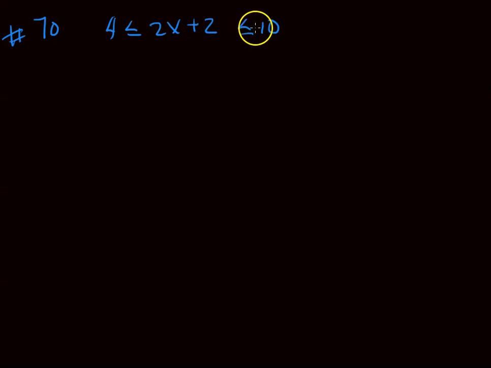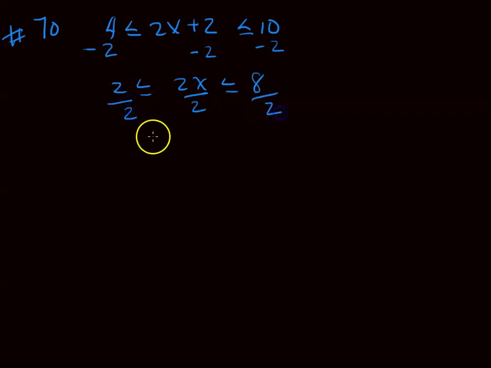So how do you solve these continuous inequalities? Well, really it's two inequalities. This 2x plus 2 is greater than or equal to 4, and 2x plus 2 is less than or equal to 10. But you can just focus on the middle, and if you can get that down to an x, then you've solved it. I'm going to subtract 2 from all three sides. Then I get 2 is less than or equal to 2x is less than or equal to 8. Then I'm going to divide, focusing on the middle, everybody by 2, because that'll get me to my x. 1 is less than or equal to x is less than or equal to 4.